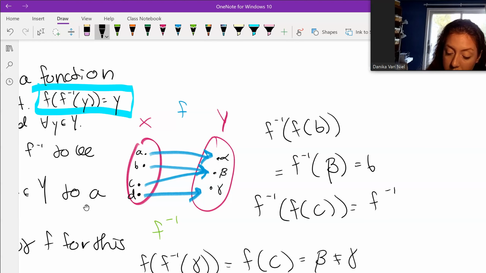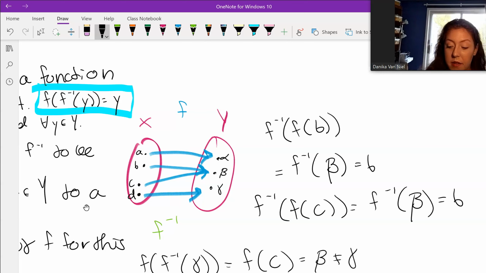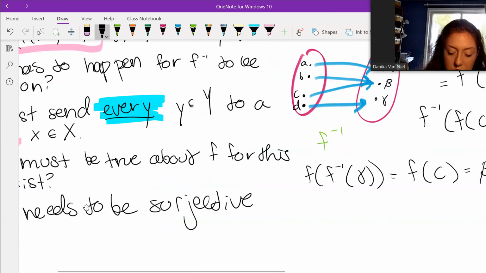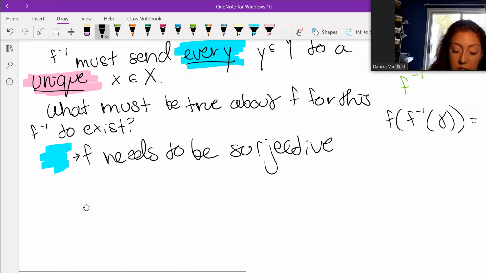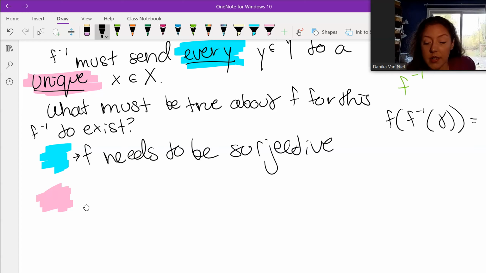Okay, so now how about f inverse of f of c? Well, now we have f inverse of beta, and now you define f inverse of beta as b. So now we get b. Well, b doesn't equal c. Okay, so still it doesn't work. All right, so now we see that f also has to be injective. Okay, so now our pink arguments, if this is crazy to you right now, that's understandable. You can re-watch this part of the video, or you can try to see some of the examples that I give. Maybe it'll make more sense.